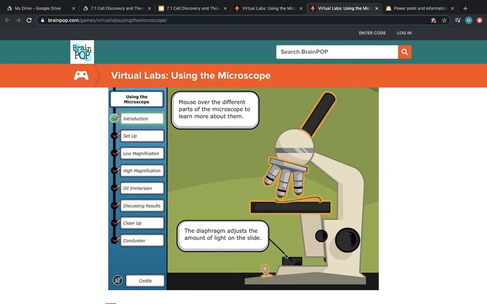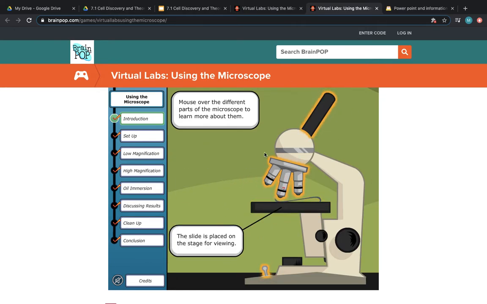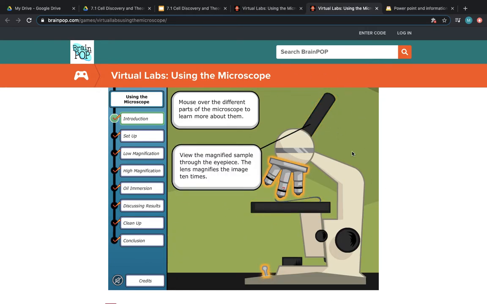See here, the diaphragm is at the bottom. The diaphragm helps you adjust how much light is in, and you're going to go through the entire lab as if you were actually using a real microscope. Believe it or not, even at school, we can't actually let you do this because it's such a complicated process and it would take a long time for you to actually learn how to use a microscope.